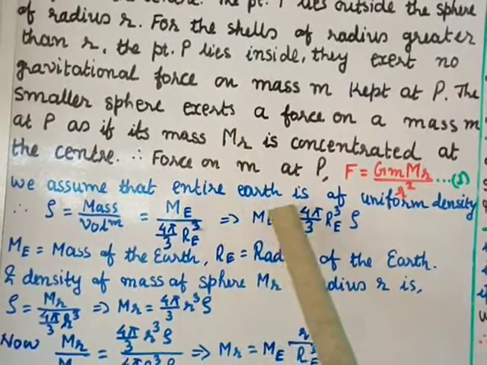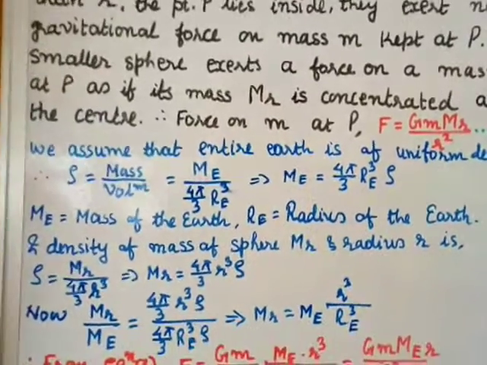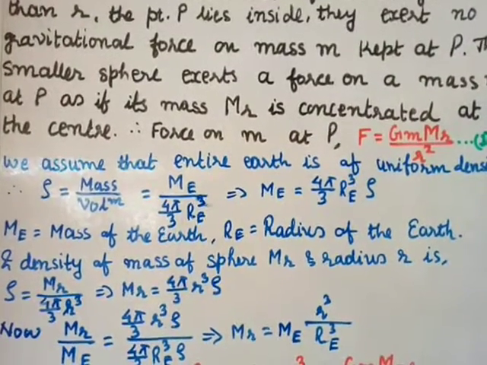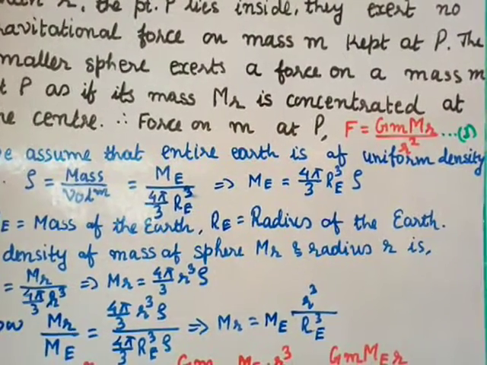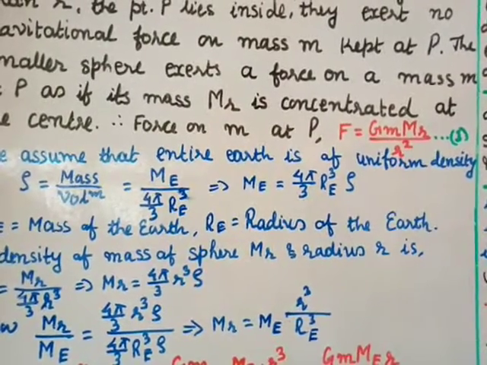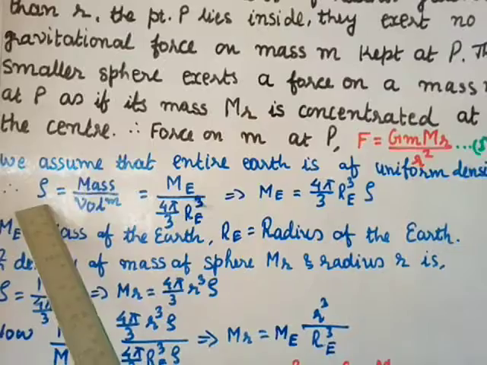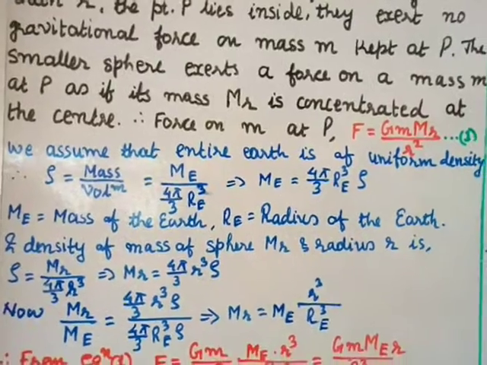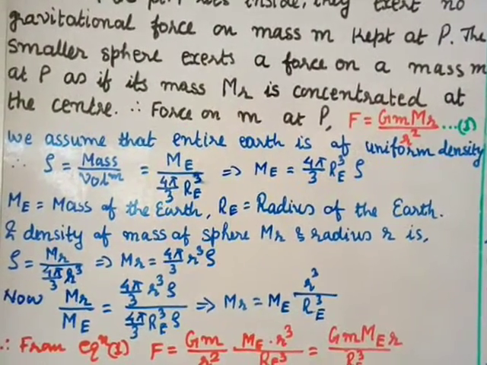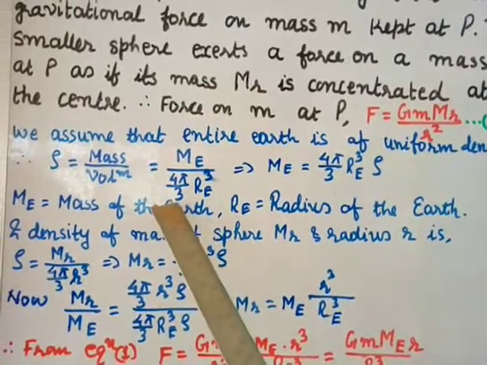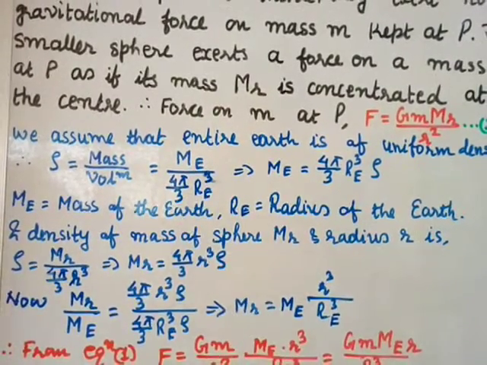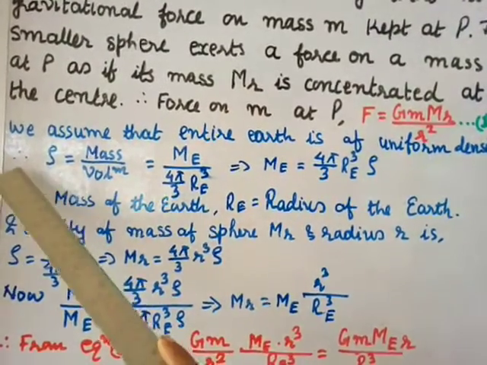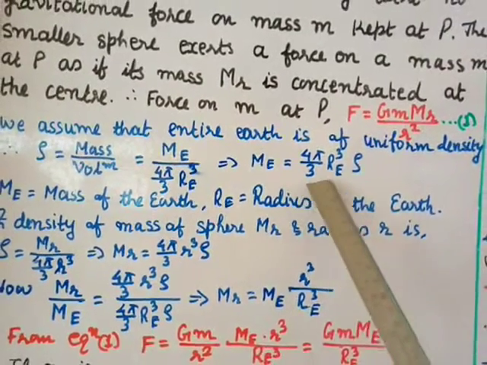We assume that the entire earth is of uniform density. Though it is not true, we just assume the entire earth has uniform density. Therefore, you know the formula for mass density: rho equal to mass by volume. Mass is Me, the total mass of the earth, and the volume, since the earth is spherical, is that of a sphere, 4 pi by 3 Re cube, where Re is the radius of the earth. So from here, the mass of the earth Me equal to 4 pi by 3 Re cube rho.